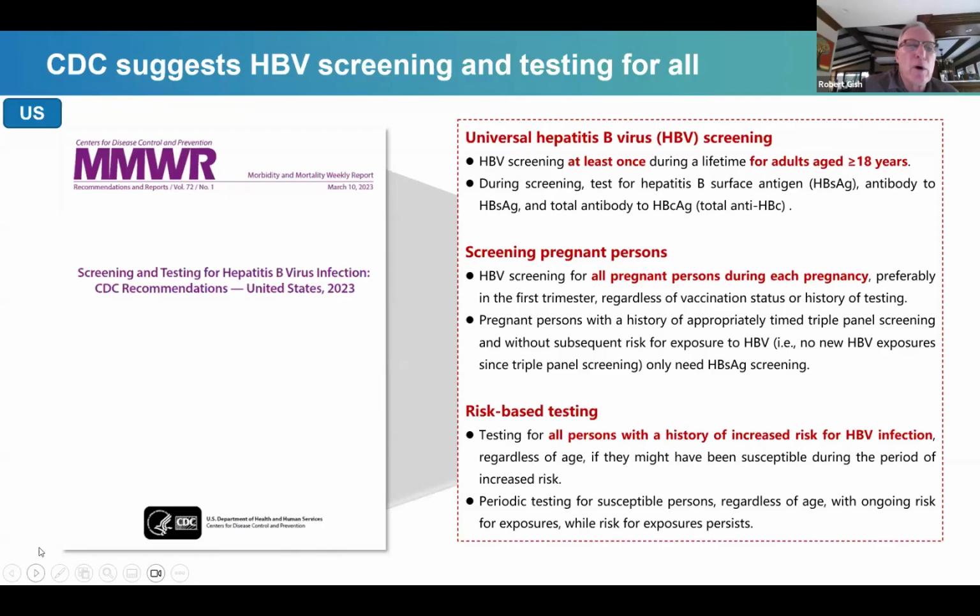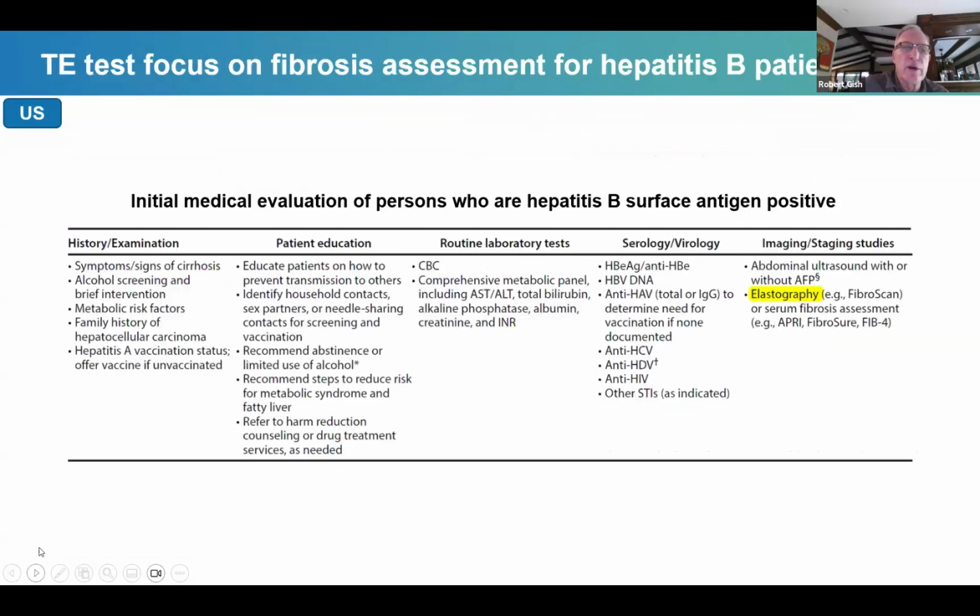Listed here in the MMWR, the CDC documentation, and talking about screening individuals and also staging liver disease has been mentioned there. This is a very nice evaluation here. It's going to be a list of what you do when you're in clinic: your history, your physical exam, patient education, routine laboratory testing, serologic assessments, virologic assessments, and abdominal imaging. So every patient I see with liver disease gets a full abdominal ultrasound.